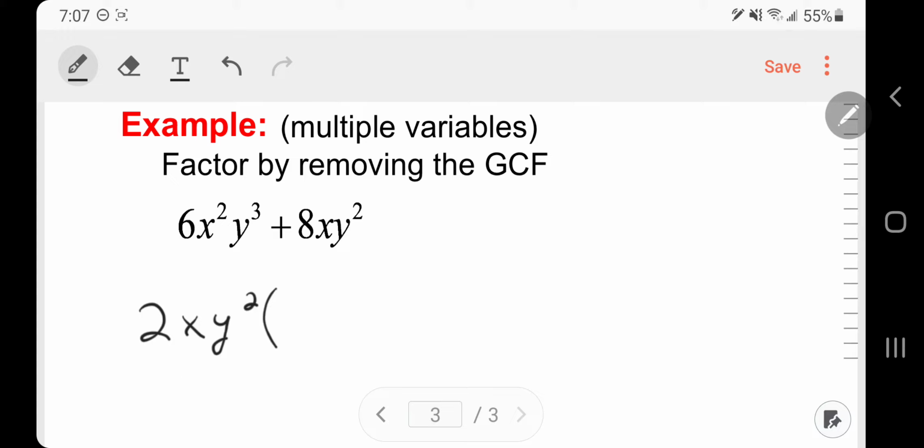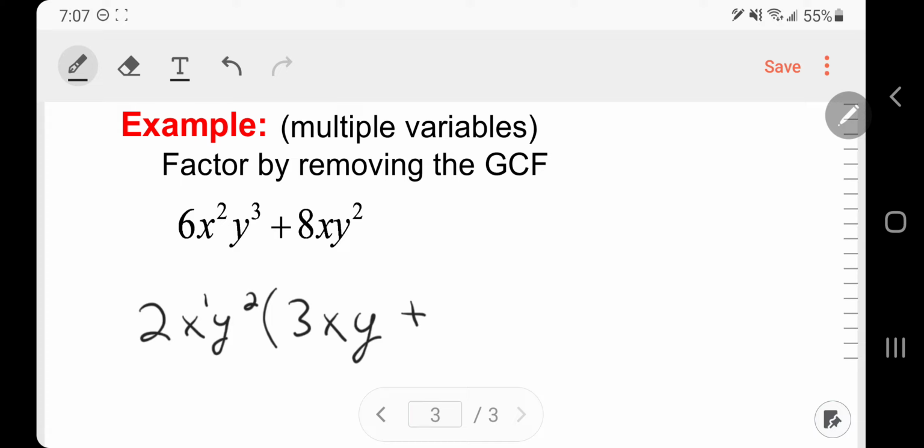Okay, so again, there's my greatest common factor. And now we divide to get our parentheses. So 6 divided by 2 is going to give me 3. X squared minus x to the first is just x. Y to the third minus y squared is going to give me y to the first.